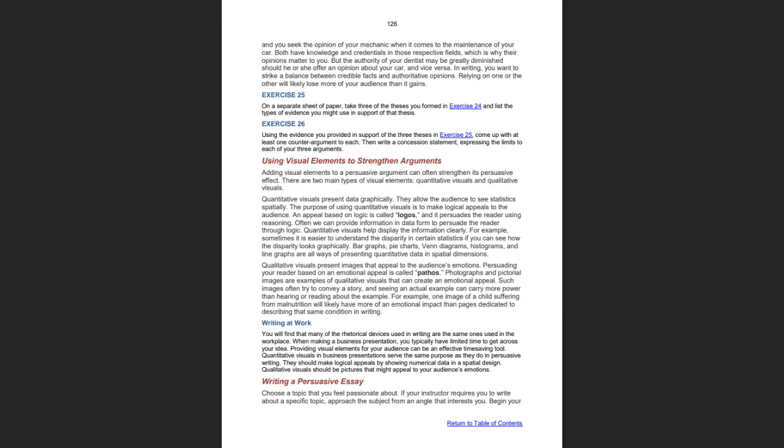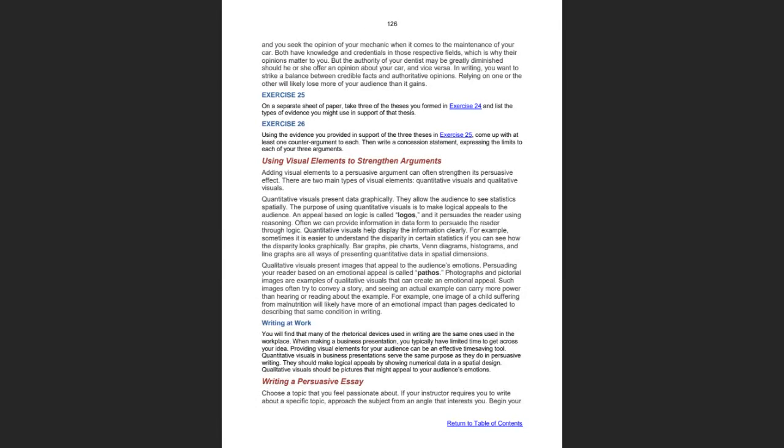Okay. Using visual elements to strengthen arguments. Adding visual elements to a persuasive argument can often strengthen its persuasive effect. There are two main types of visual elements: quantitative visuals and qualitative visuals. Quantitative visuals present data graphically. They allow the audience to see statistics spatially. The purpose of using quantitative visuals is to make logical appeals to the audience. An appeal based on logic is called logos.